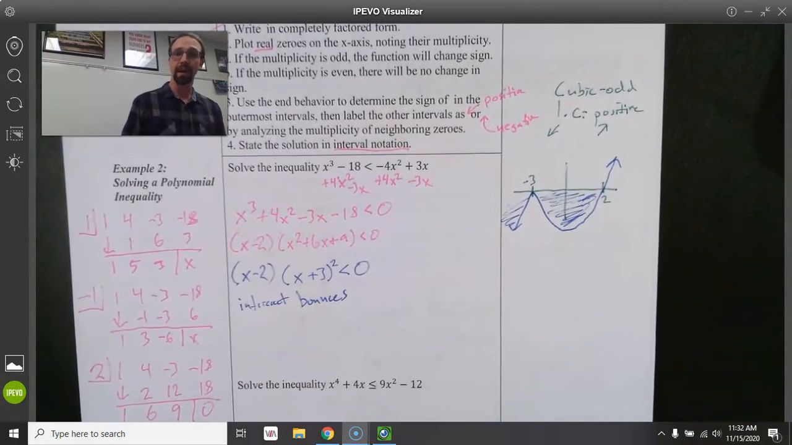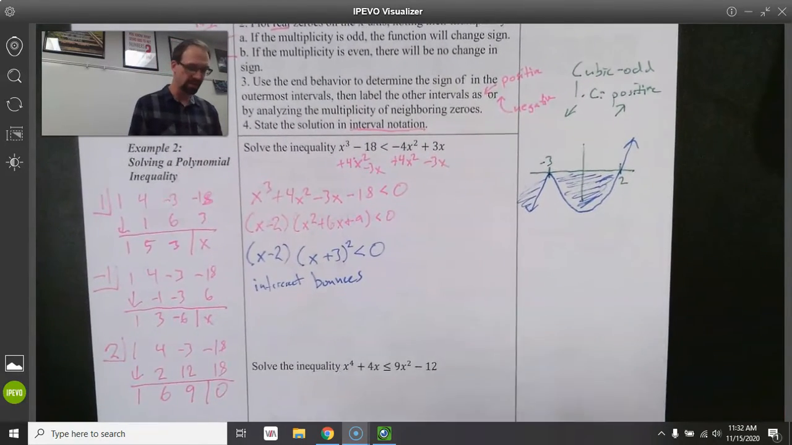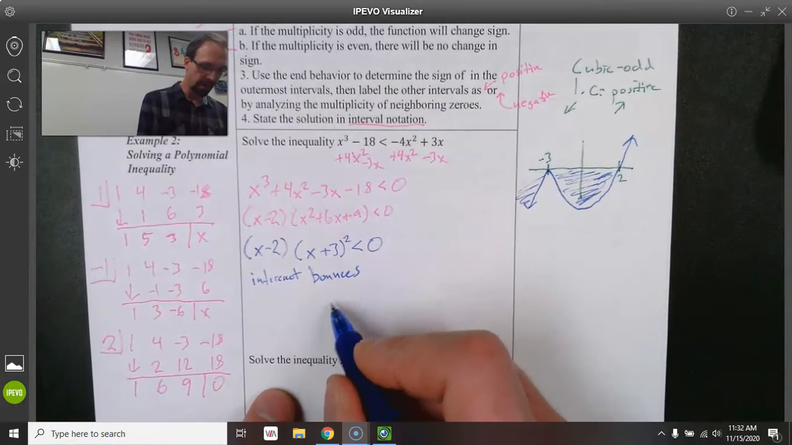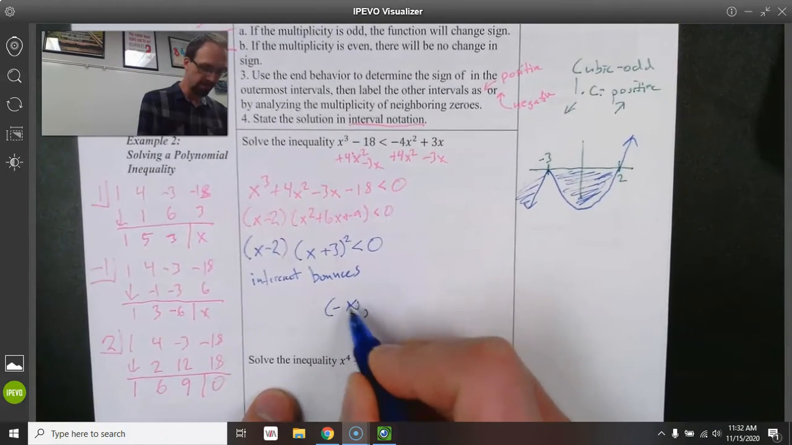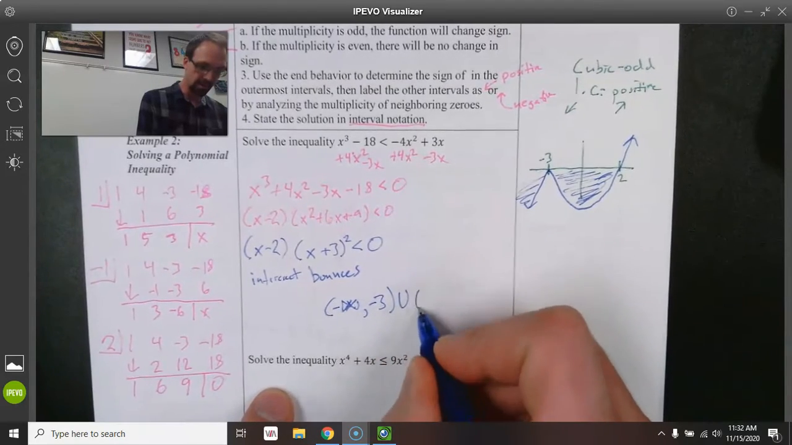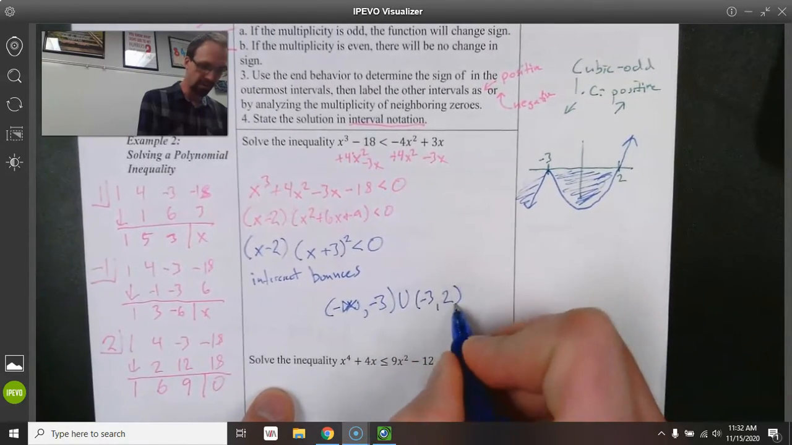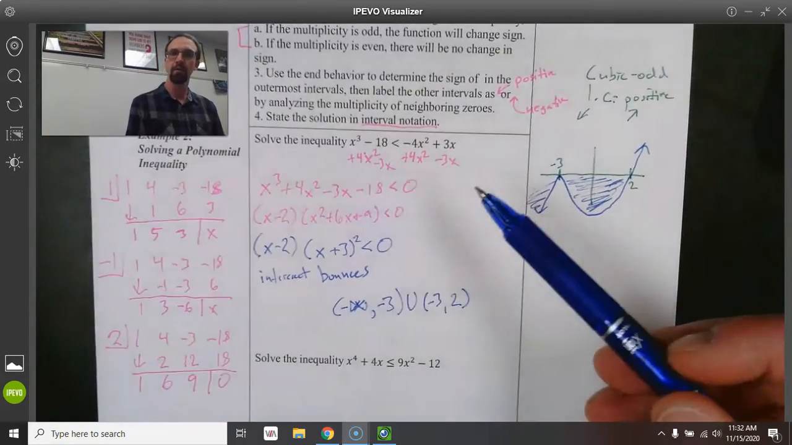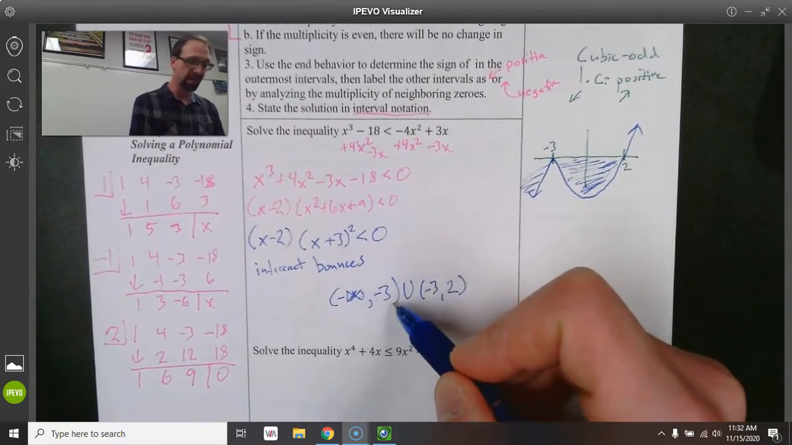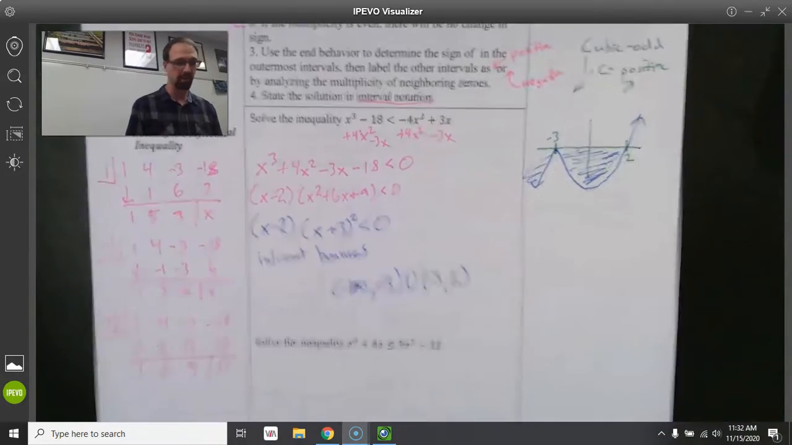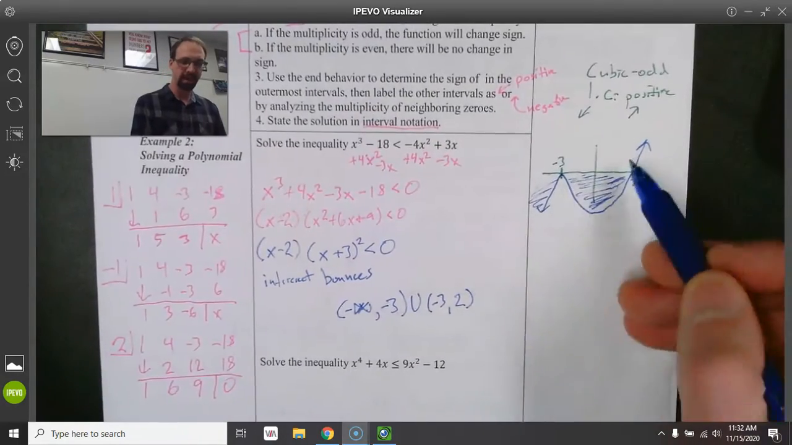So now writing my solution in interval notation, this is going to give me from negative infinity to negative 3, non-inclusive, union negative 3 to 2, non-inclusive. So if this was less than or equal to 0, what would change? Instead of being non-inclusive here for negative 3 and 2, I would be including them because I would want 0. This is important to kind of sketch that.